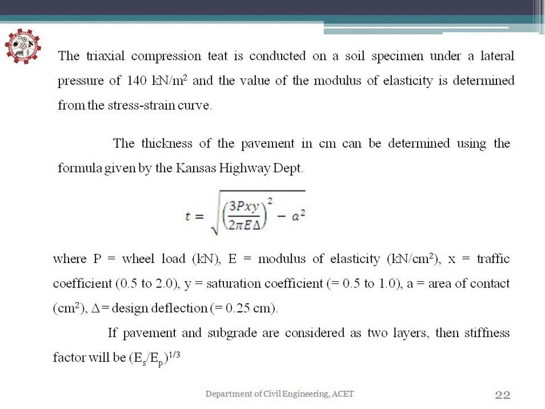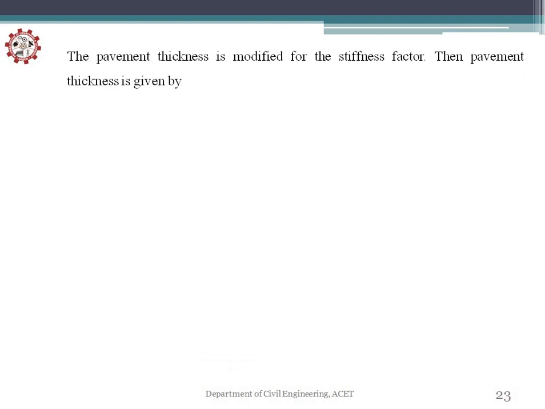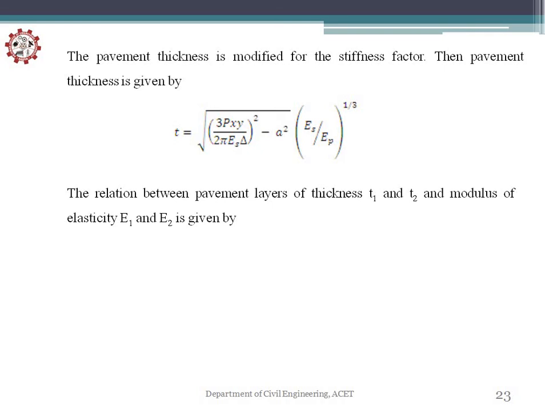If the pavement and subgrade are considered as two layers as in Burmister's method, then the stiffness factor will be ES upon EP raised to the power 1 by 3. So the pavement thickness is modified for the stiffness factor, and the pavement thickness is given by this formula. This is the standard formula, and layer by layer it changes. The relation between pavement layer thicknesses T1 and T2 and the moduli of elasticity E1 and E2 is given by this formula: T1 upon T2 equals E2 upon E1 raised to 1 by 3, which we have to apply in the upper formula. So this is the main formula to calculate the thickness.